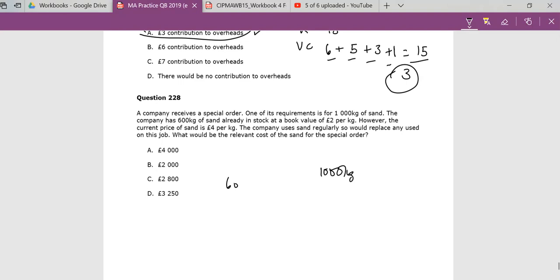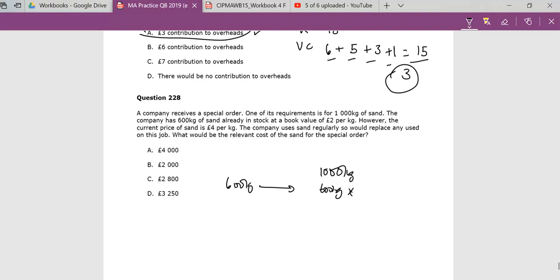So it says you have 600 kilograms. If you take these and use them for this project, well, you're going to have to replace them anyway. It says that the company uses sand regularly and would need to replace any used on the job. So the relevant cost: you can't say it's free because it's already sitting there. You're going to need it for this project, so you will pretty much buy it and use it, but you will replace it. So technically the cost becomes 600 kilograms times 4 pounds, because you would have to replace it.